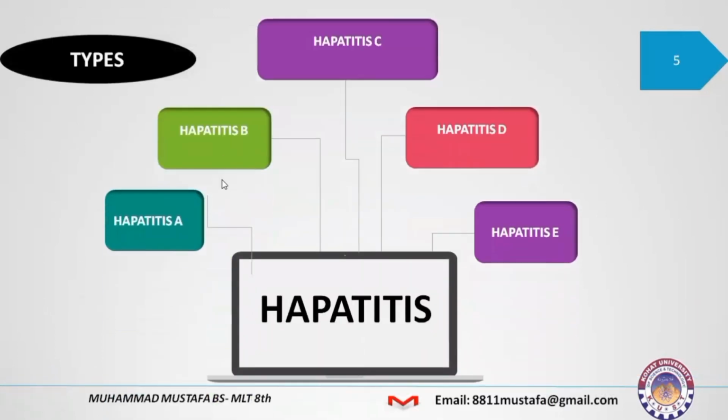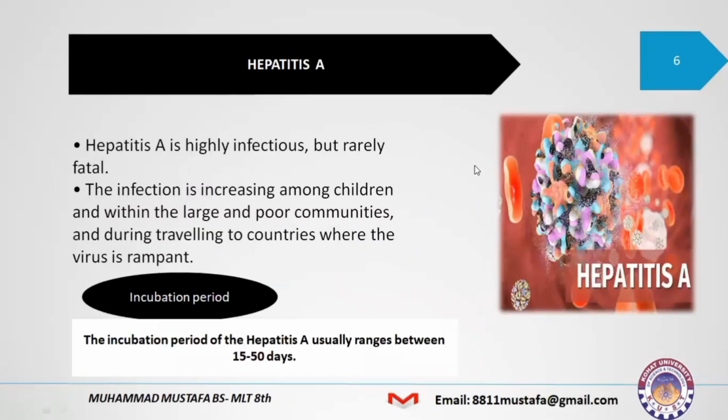Types of hepatitis. There are five main types of hepatitis: hepatitis A, hepatitis B, hepatitis C, hepatitis D, and hepatitis E. First of all, I will explain hepatitis A. Hepatitis A is highly infectious, but rarely fatal.